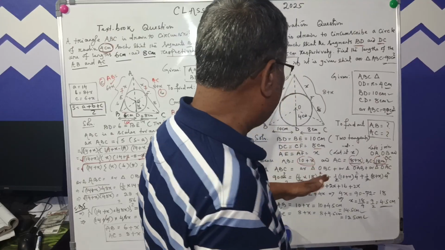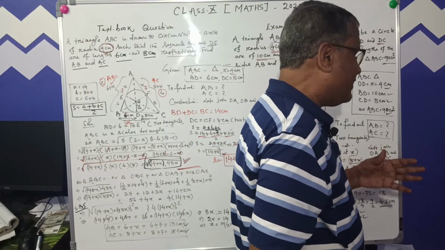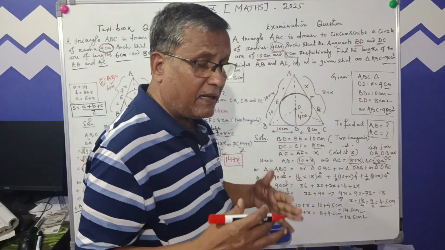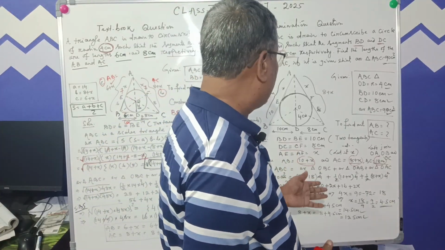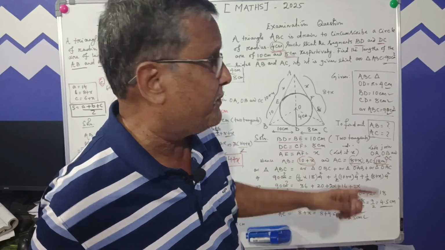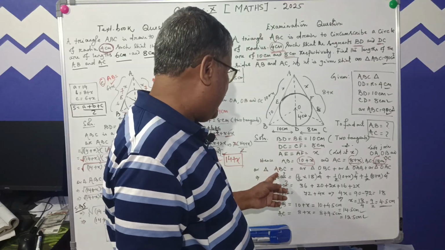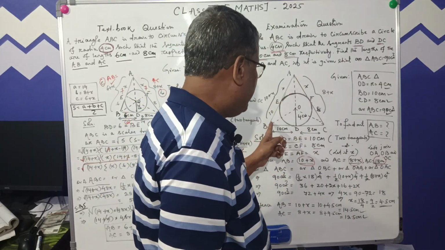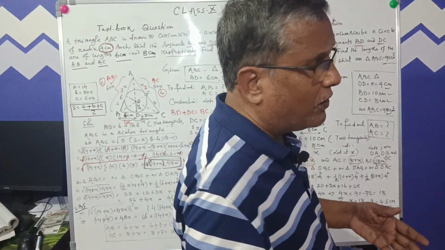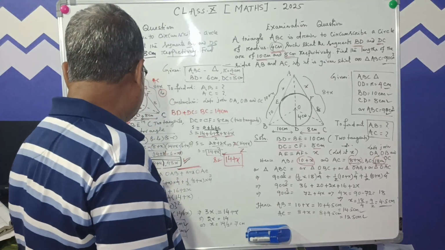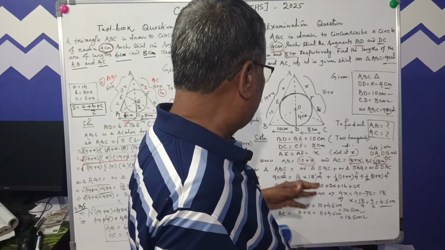So the three sides: two are in terms of variable x, and this one is already given. So our task, our focus, is to find out the value of x so that we can easily find out the lengths of AB and AC. Now apply the area of triangle ABC. Because ABC is a scalene triangle, three sides are not equal, we are not required to apply this Heron formula, it is already done. So let us apply the basic concept.